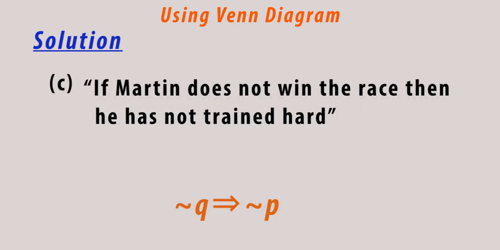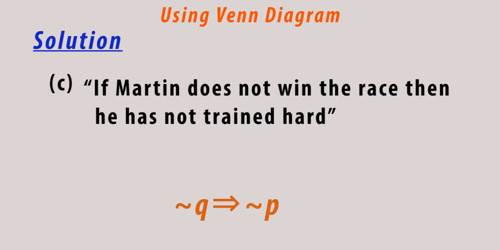If Martin does not win the race, then he has not trained hard. That is, not Q implies not P. The contrapositive. The statement is valid because P implies Q means not Q implies not P. Good. So we can also use the Venn diagram to solve this.